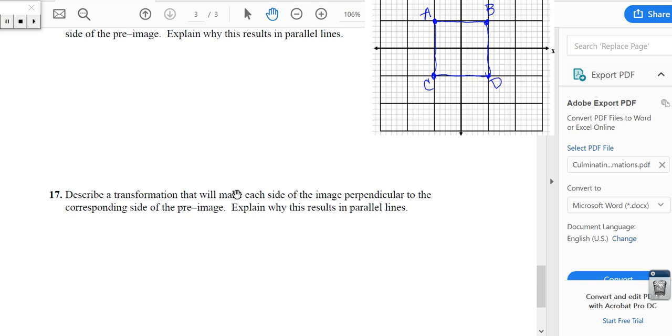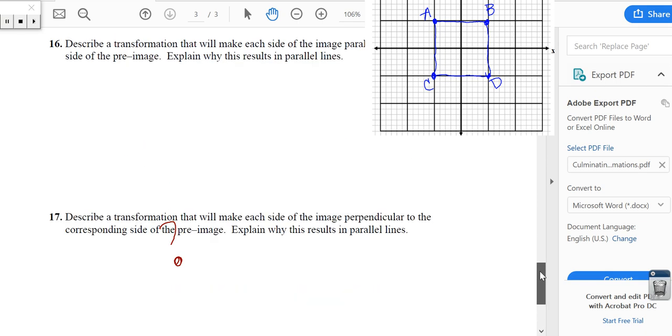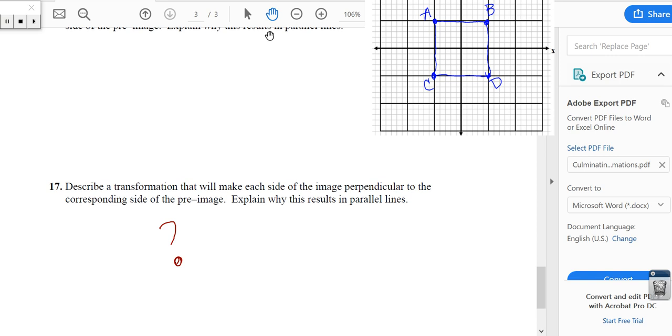It says describe the transformation that will make each side of the pre-image perpendicular to the corresponding side of the image. Okay, so here, I'm going to leave that one for you. Bring this one back for extra credit. Let me see if you can figure that out. That's a good one. Go ahead and take your time and figure this one out. And then come back, and if you show it to me and it's correct, I'll give you some extra credit. That's a good thinking one. All right, bye guys.